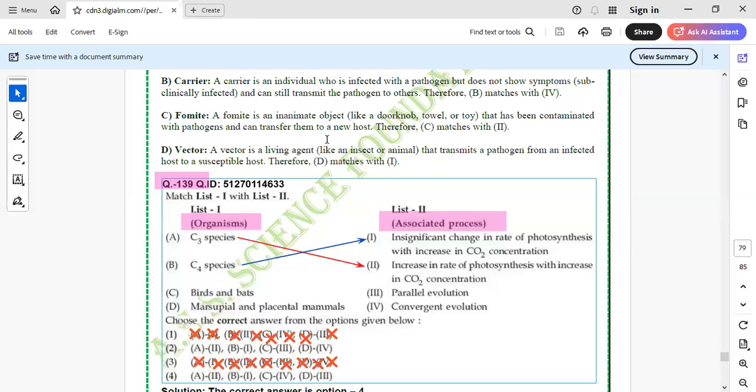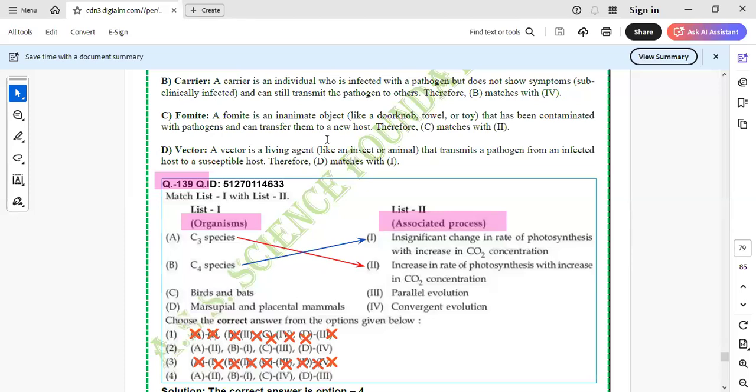Then C, birds and bat. How can you see? Both of them fly. Both of them fly. So it is a sort of convergent evolution, right? Because they have functionally similar organs, like wings of bats and wings of birds. So it is a very typical example of convergent evolution. There are two types of evolution, convergent and divergent, right?